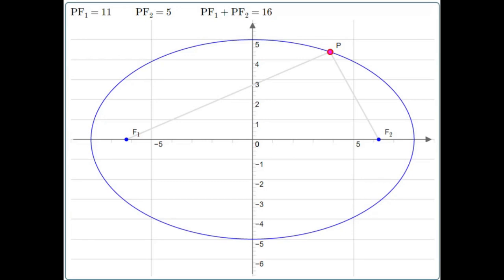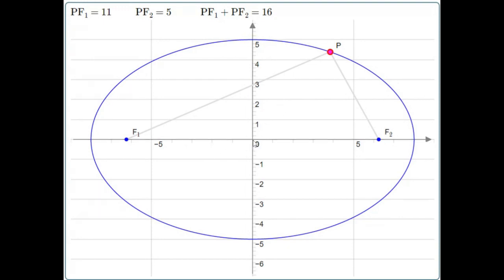Just to show the definition of an ellipse a little bit better, remember the definition of an ellipse is a set of points P in a plane such that the sum of the distances from point P to two fixed points F1 and F2 is a given constant 2a. That is, this segment, PF2, and this segment, PF1, added together is that constant 2a.